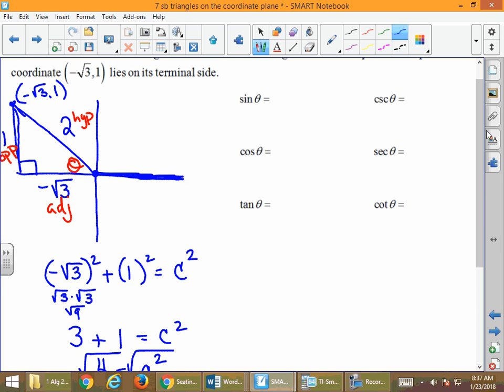And sine is the opposite divided by the hypotenuse. Cosine is the adjacent divided by the hypotenuse.